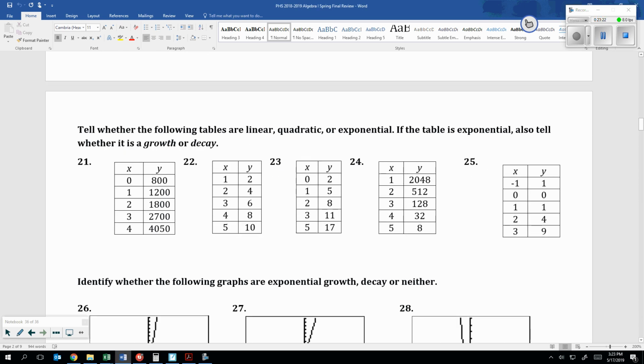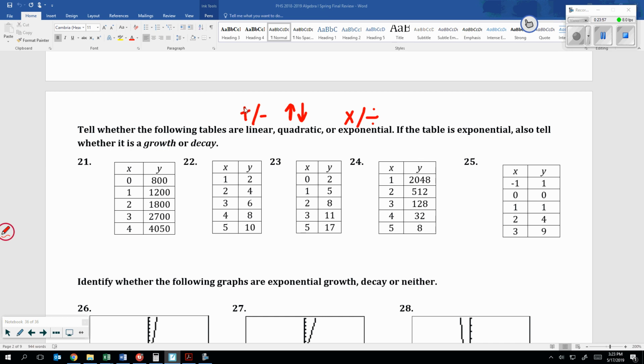So with this, all you really need to know is linear, we're going to be adding or subtracting. Quadratic, up and then down, or down and up, and I'll explain that in a second. And then exponential is multiplying or dividing. Okay. Now, how I start off is I look and say, can I add or subtract first? Because that's really the easiest to find out. So if I do 800 to 1200, I would be adding 400. Now, if I add 400 to 1200 though, it doesn't give me 1800. So I know I'm not adding.